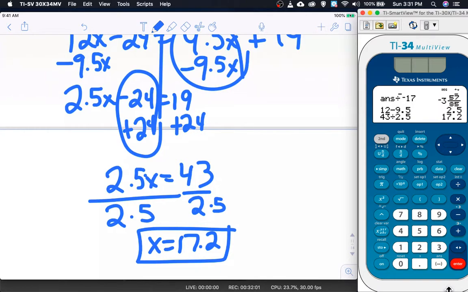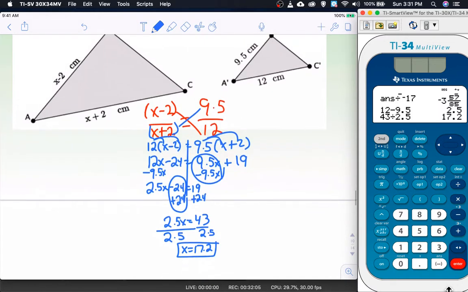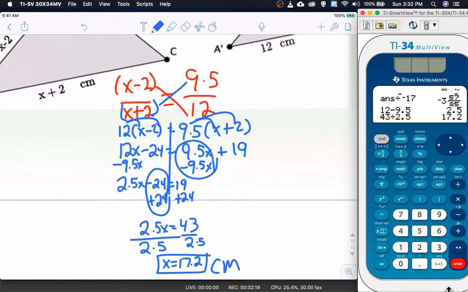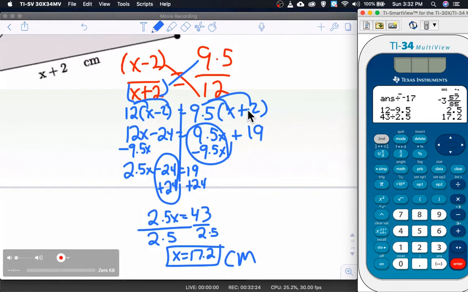And there's probably a unit. Do we need a unit? Find the value of x. I guess technically it'd be centimeters. It doesn't ask us to find that. But x is 17.2. So I set up my ratio for each triangle to make a proportion. We then cross multiplied, solve.